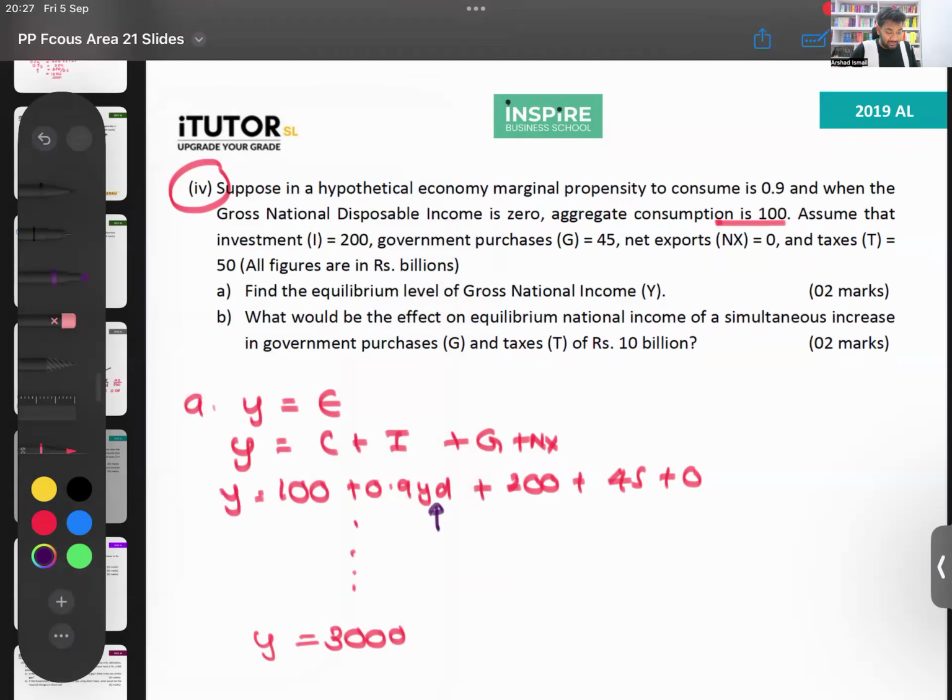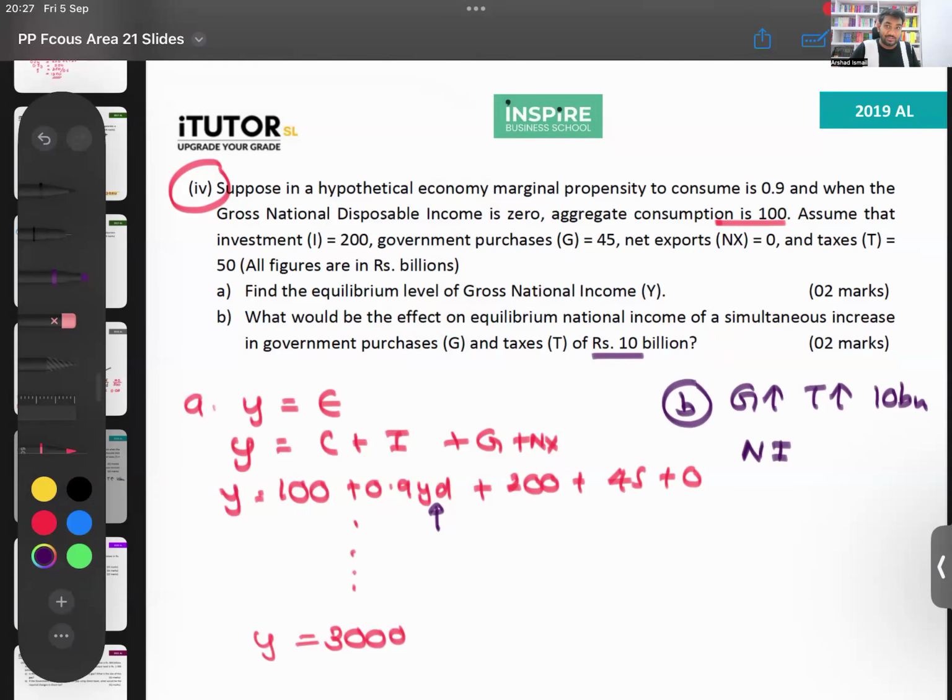Then part B is saying, what would be the effect on equilibrium national income of a simultaneous increase of government spending and taxes both by 10 billion? So what happens now? This is a balanced budget. If you increase government spending and taxes both by 10 billion, what will happen to your national income?